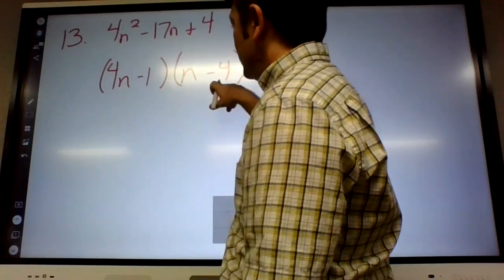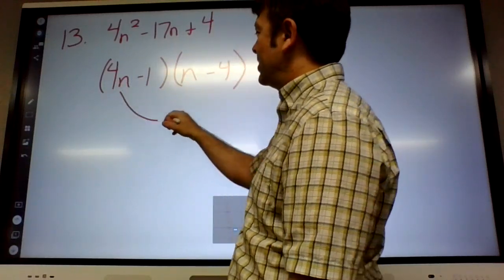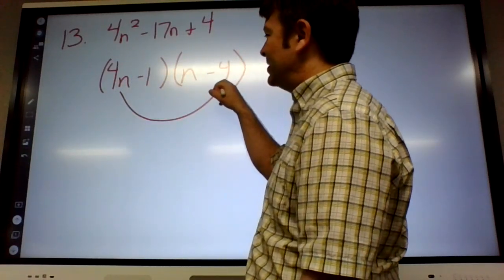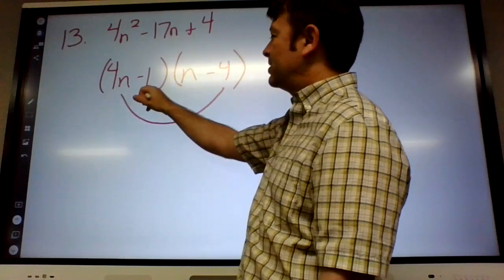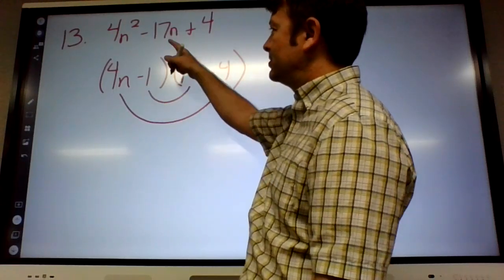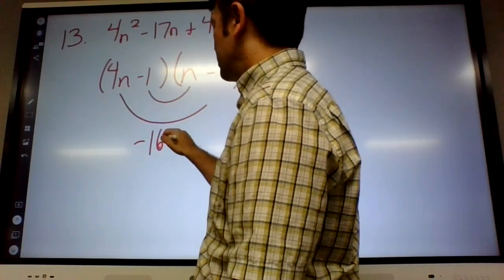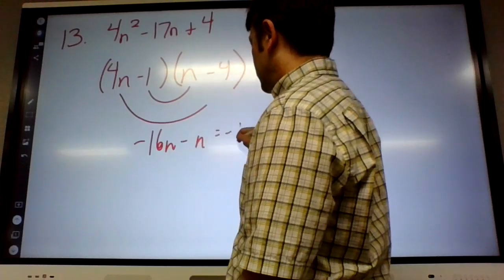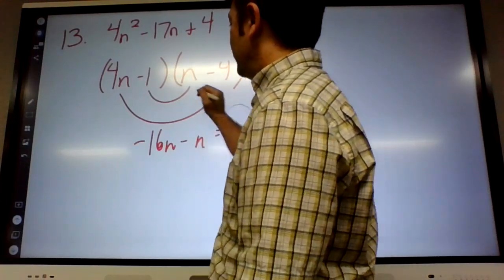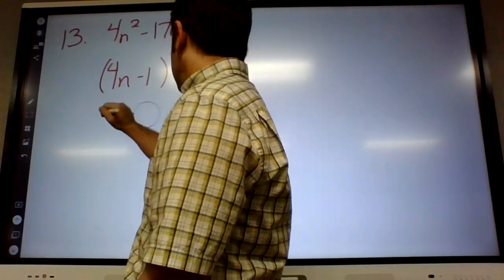Negative times a negative. So now the outside is negative 16 in, inside is minus 1 in, which does give me negative 17 in. So that is the right one.